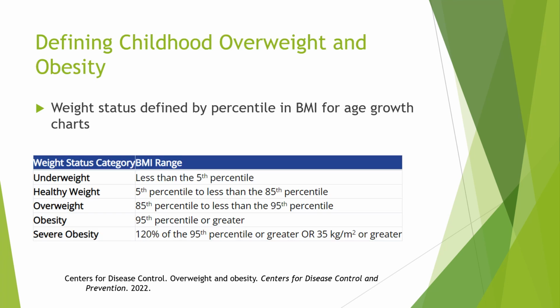Childhood weight status is measured by percentile in the BMI for age growth charts. The CDC defines childhood obesity as BMI at or above the 95th percentile of the growth chart, and overweight is the BMI between the 85th and the 95th percentile.